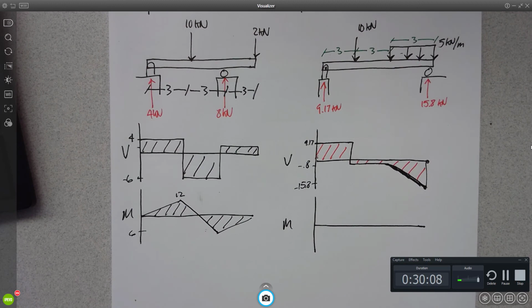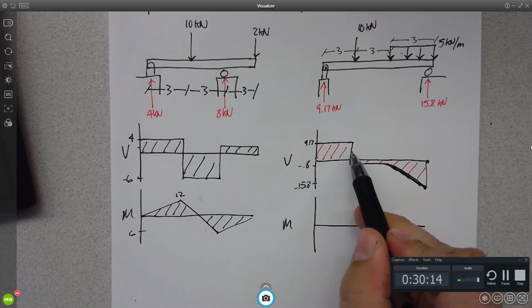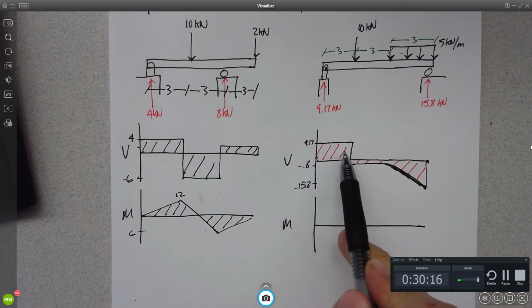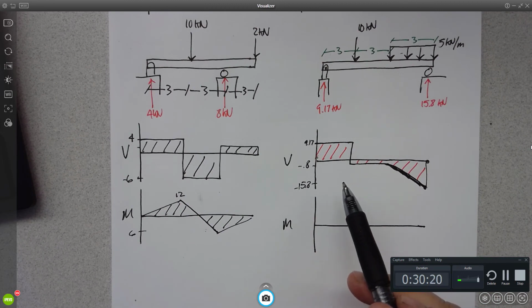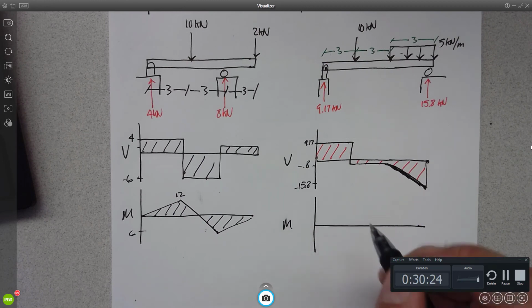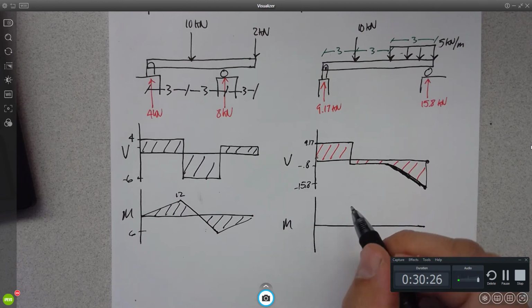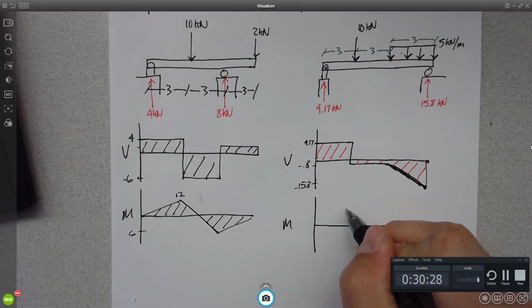So how do I do? This is still related the same way, right? So I know the slope of my moment diagram as I go across here. It's 9.17 times 3. 27.56. 27.51.